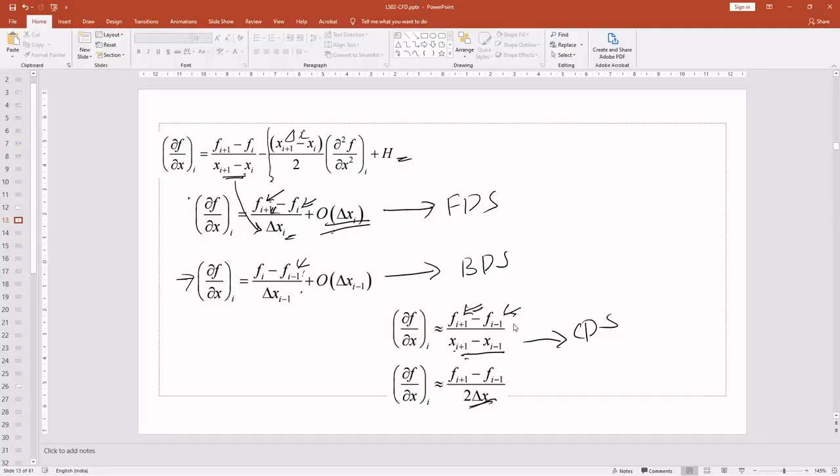And another disadvantage of the central difference scheme is that we don't have any information on f of I in this scheme. We are taking dou f by dou x at the ith cell, but f of I doesn't have any role there. So that's again a disadvantage.